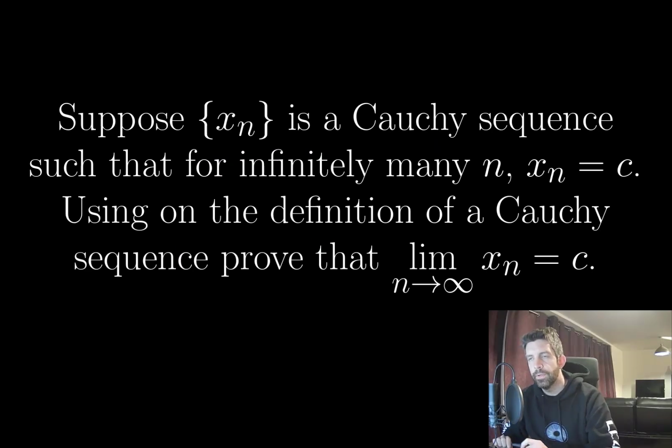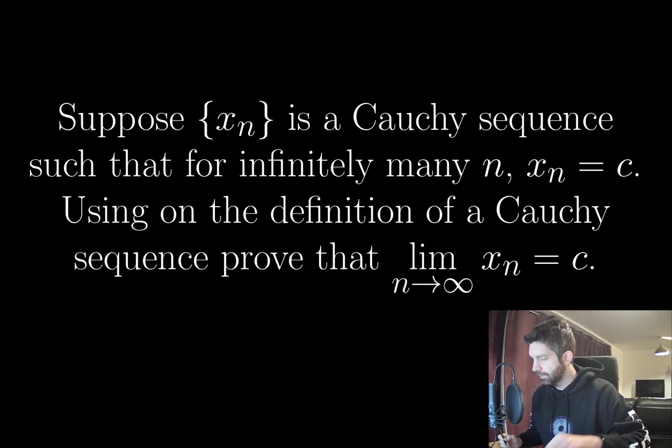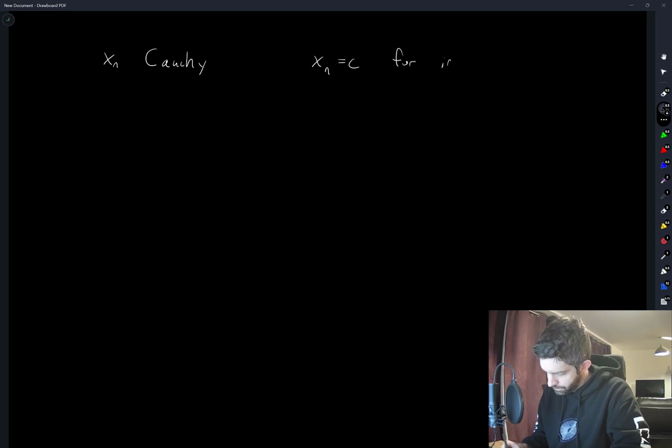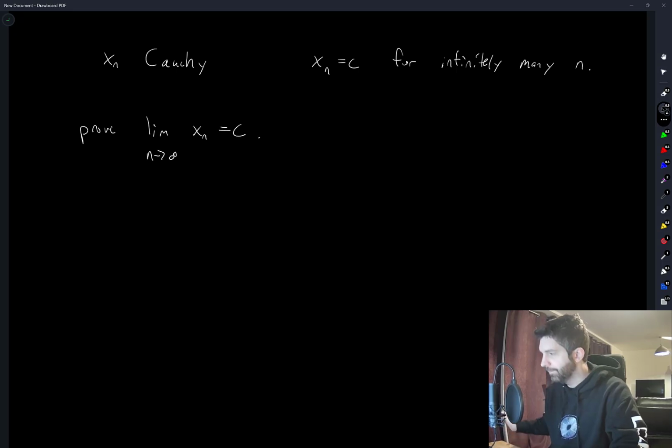Today's problem is submitted by a viewer, and it says, suppose xn is a Cauchy sequence such that for infinitely many n, xn is equal to c. Using only the definition of Cauchy sequence, prove that the limit of xn is equal to c. So xn is equal to c for infinitely many n. We need to prove that the limit of xn is equal to c.